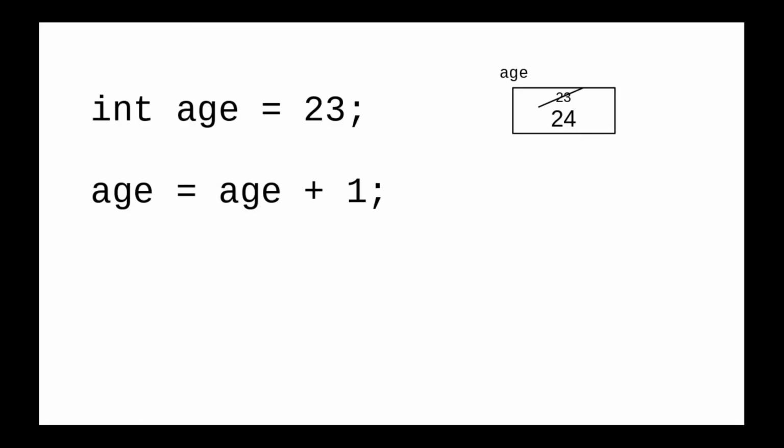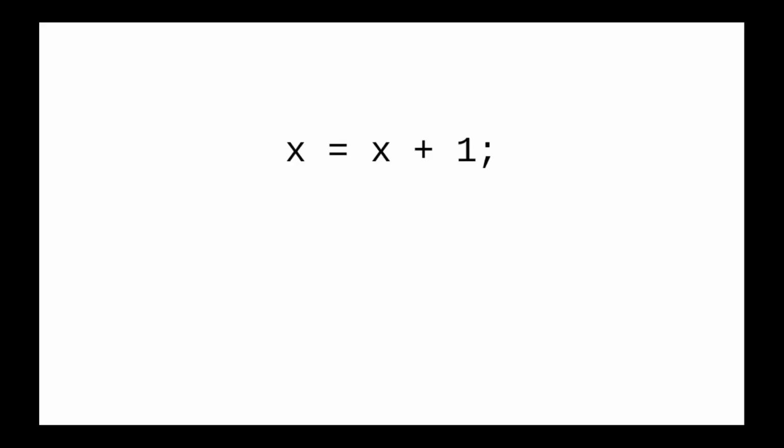What we've done here, by the way, is called incrementing age. You'll see patterns like this all the time in Java. You read it as x is assigned x plus 1 or x becomes x plus 1. And again, you'll see this a lot because it's very common to have computers do counting.